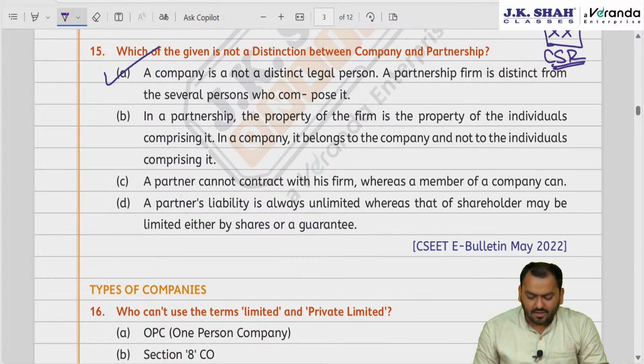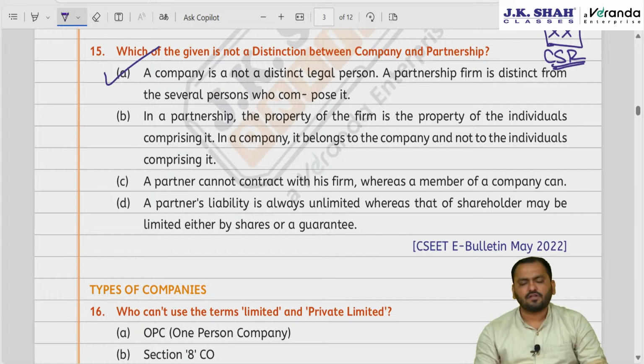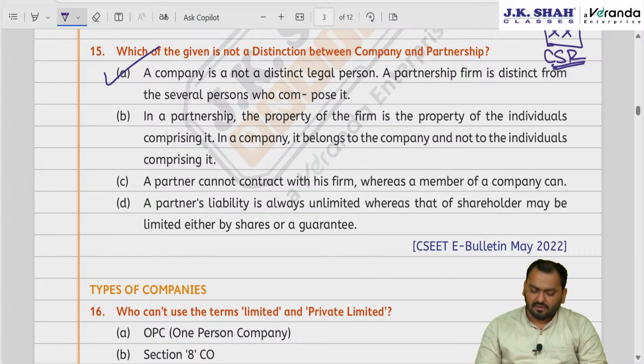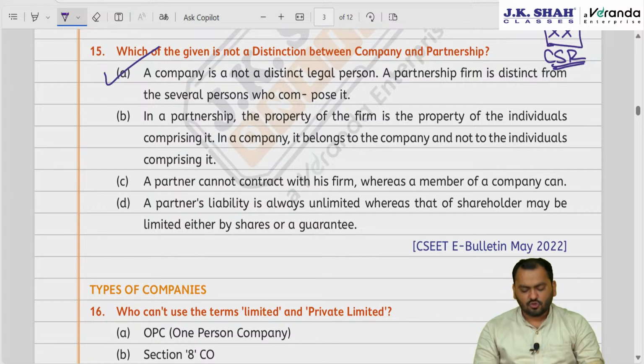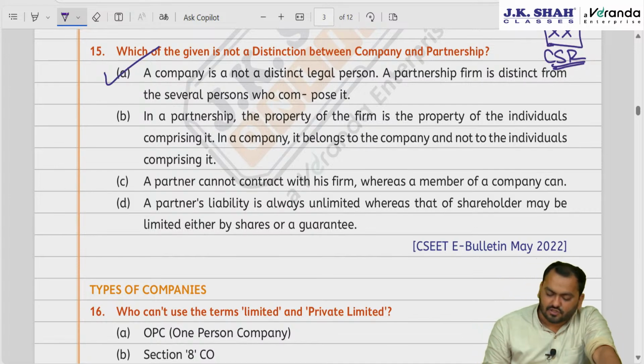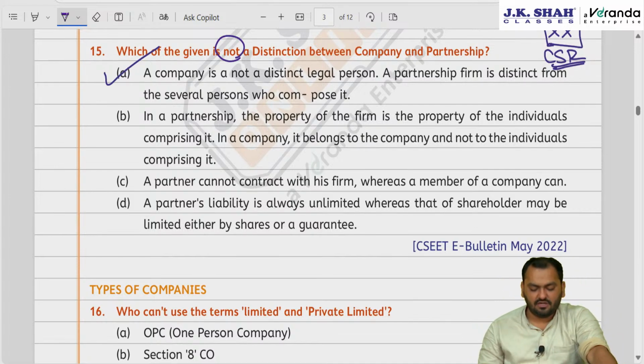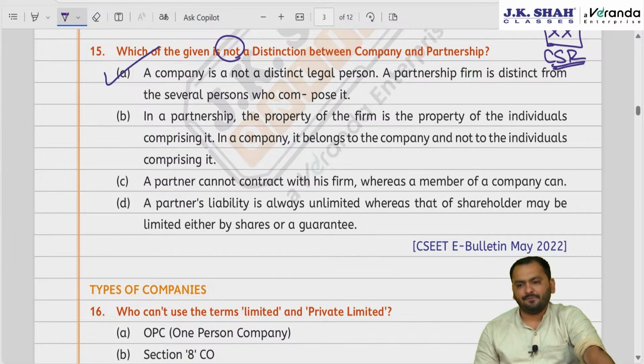Then option D, a partner's liability is always unlimited. True. The liability of the partners in a partnership firm is unlimited, whereas the shareholders' liability may be limited either by shares or by guarantee. Right? So in the question they have asked which of the following is not a distinction. So the answer is option A, because option A, as you can see, is incorrect.